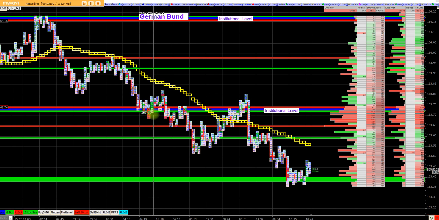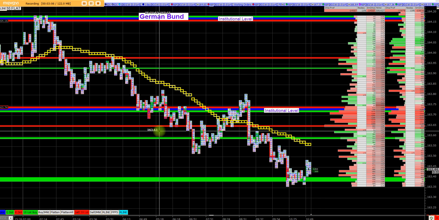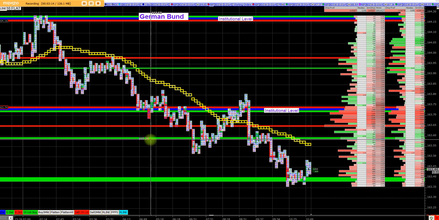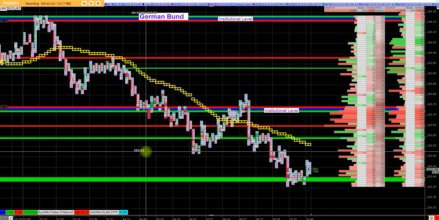But just basically I want to show you these lines in the sand and how they work over and over and over again, especially in the Bund. The Bund is just incredible at adhering to these specific levels.